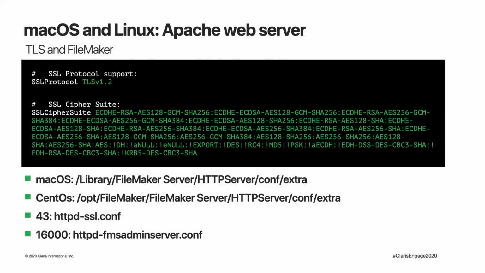You can find these settings in text files on the Apache web server. It could be that in your organization some cipher suites should be disabled due to policies. You can manually change that in the files mentioned in this slide. Be aware that you have to do it twice. There's a separate setting for port 443 and for port 16000.